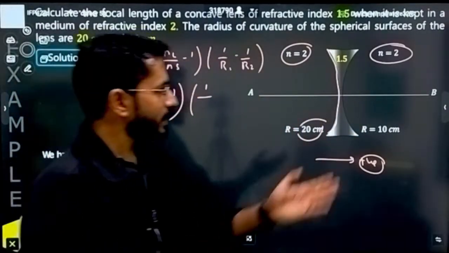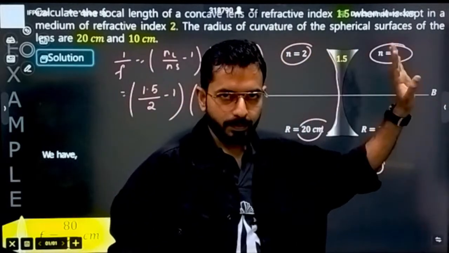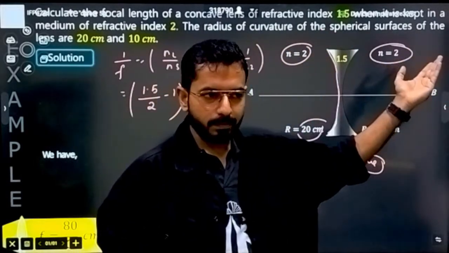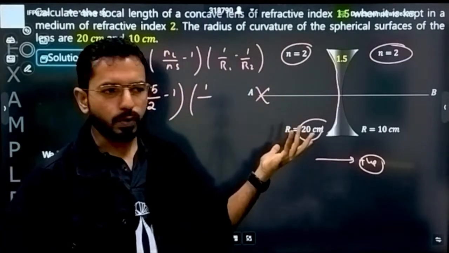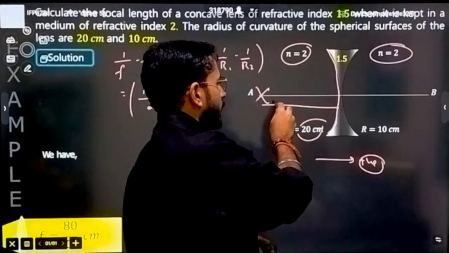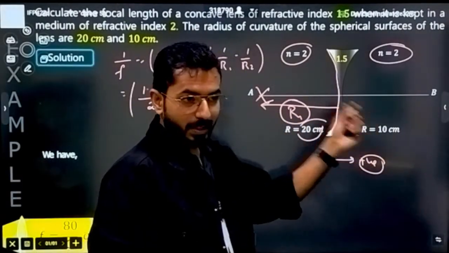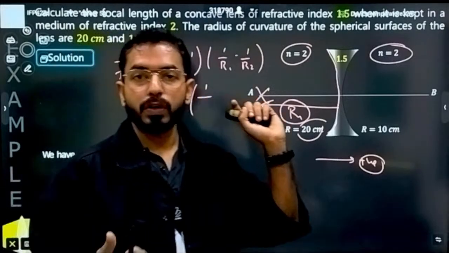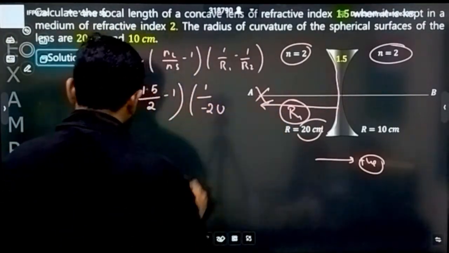Where will the center of this lie, on the left side or on the right side? It will be lying on the left side, somewhere here. I don't know the exact position, but it will be somewhere here. So for calculating this r1, I have to go in the negative direction. So I will take this value as negative, minus 20. Correct?